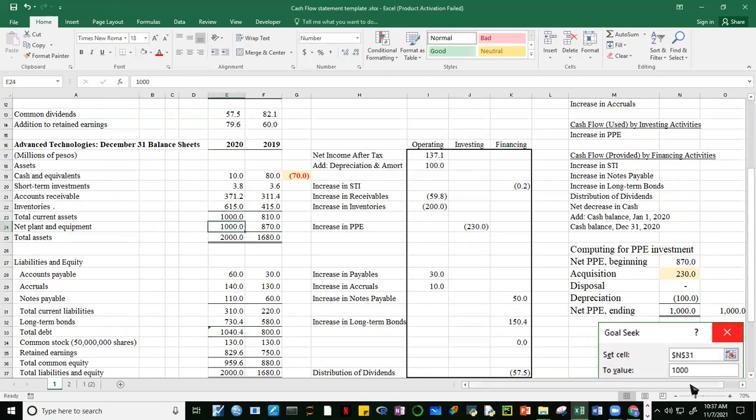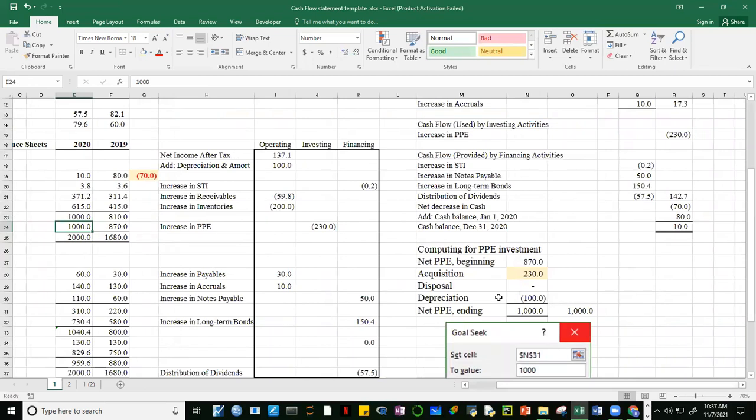How did we compute for this? We used this pro forma. So we had net PPE at the beginning. Then what will move? What are the movements that will affect the net PPE ending? Well, we have the acquisition cost, and then we have disposal in case some assets were sold, and then depreciation to get at the net PPE ending. We know the beginning, 870, okay? And we know the ending, which is 1,000.